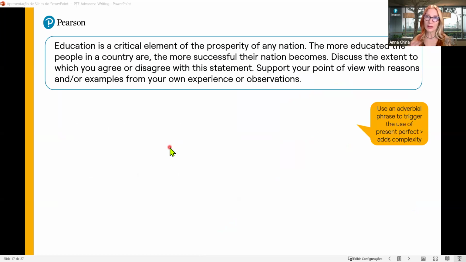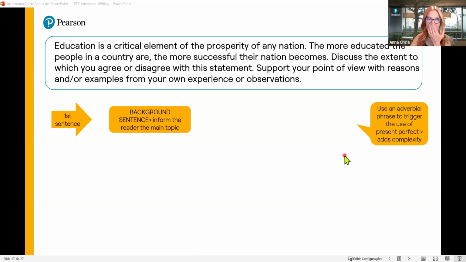So I propose, it's not a template, it's really a structure to help students achieve higher scores. Use an adverbial phrase to trigger the use of the present perfect. It adds complexity. Present perfect, we know that it adds complexity. Definitely, Gina, it is a good idea to break down the question and guide the students to rephrase it, because by rephrasing, it'll help them really answer and cover the question. That's it. So the first sentence is what we call the background sentence. And the intention of the sentence is to inform the reader of the main topics. It's like, hey, reader, this is what you're going to read about.